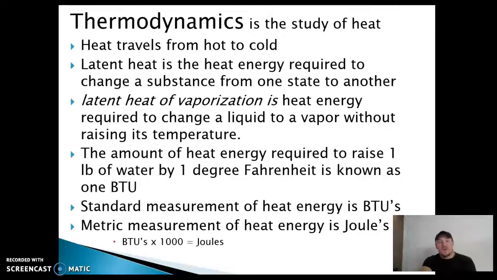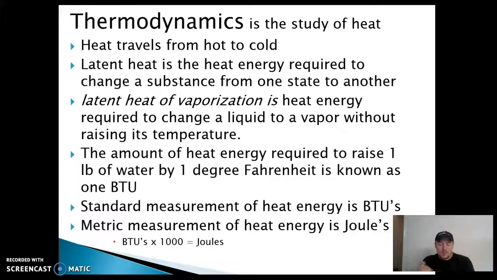Latent heat of vaporization, once again, is kind of the same thing: it's the heat energy required to change a liquid to a vapor without raising its temperature. And then the amount of heat energy required to raise 1 pound of water by 1 degree Fahrenheit is known as a BTU. BTU is kind of a standard measurement. Joules is another standard measurement, basically nationwide. Everybody uses both of these, and it's just the amount of energy that's necessary to raise the temperature by 1 degree.